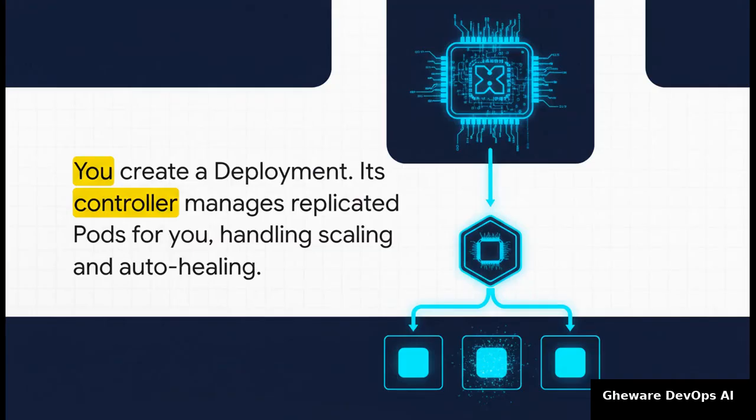So how do we fix this? We use a higher-level object to manage the pods for us. We tell a deployment what we want, and the deployment acts like a manager, using something called a replica set to make sure the right number of pods are always running.